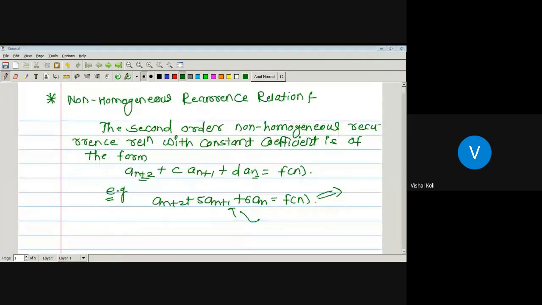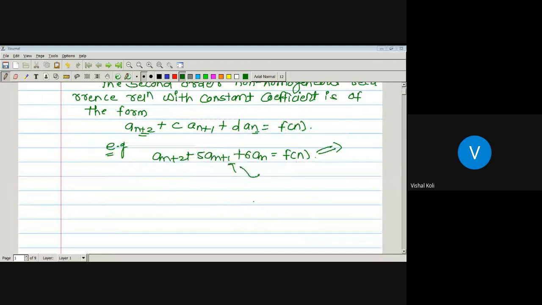So in a non-homogeneous recurrence relation with constant coefficients, the solution contains two parts. In the first part we find the homogeneous solution, and in the second part we find the particular solution, and the sum of these two solutions is the general solution of our given non-homogeneous recurrence relation with constant coefficients. So the solution a(n) consists of two parts.